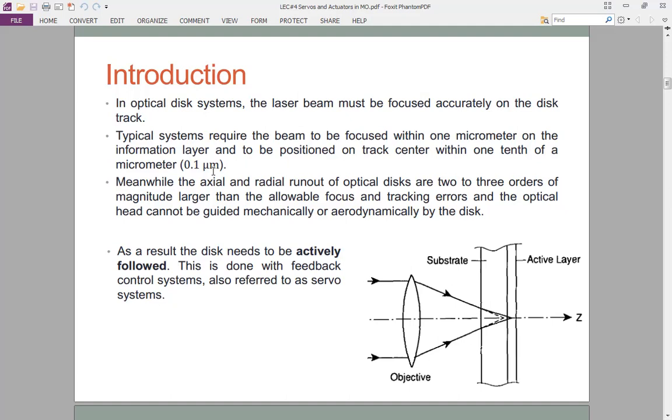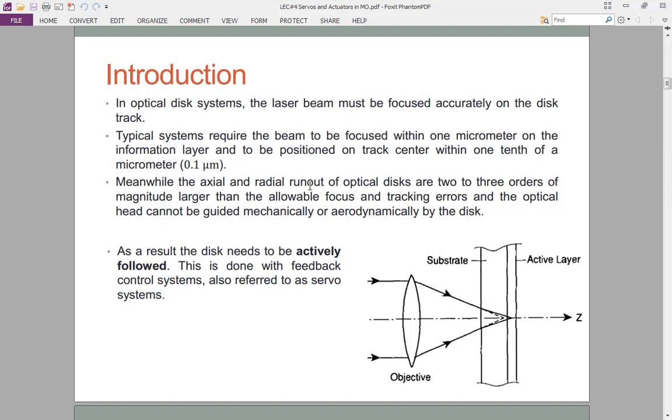You have a requirement that is very accurate, plus or minus 0.1 micrometer, but you have a disc that can shift by even one micrometer, radially and axially. These are two terms. Radial runout means movement across the radius, along the radial line. So when a disc moves along the radius line, that means the laser spot is moved outside the track.